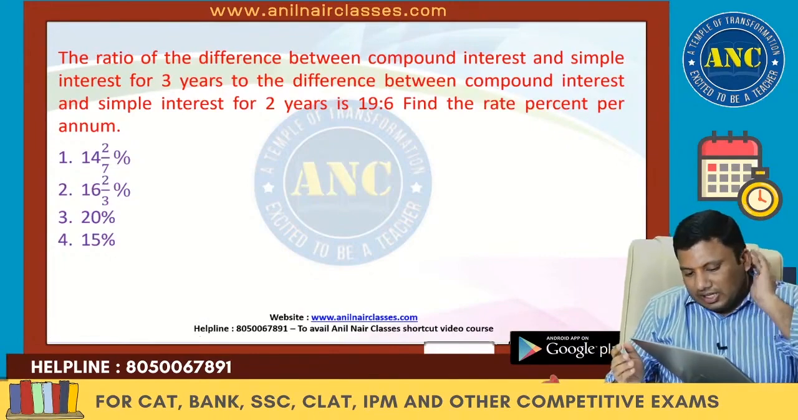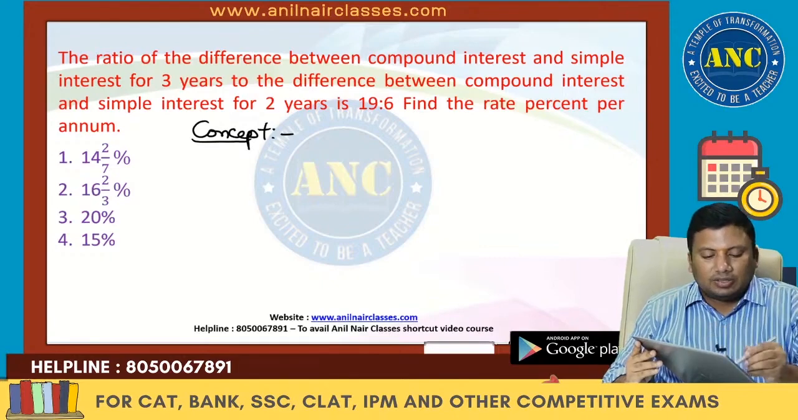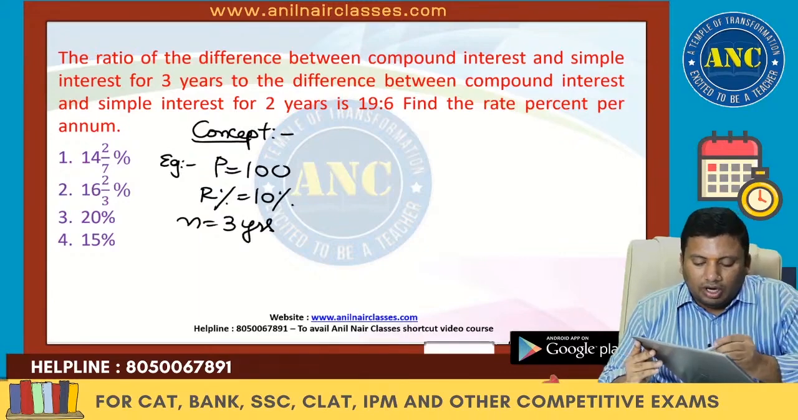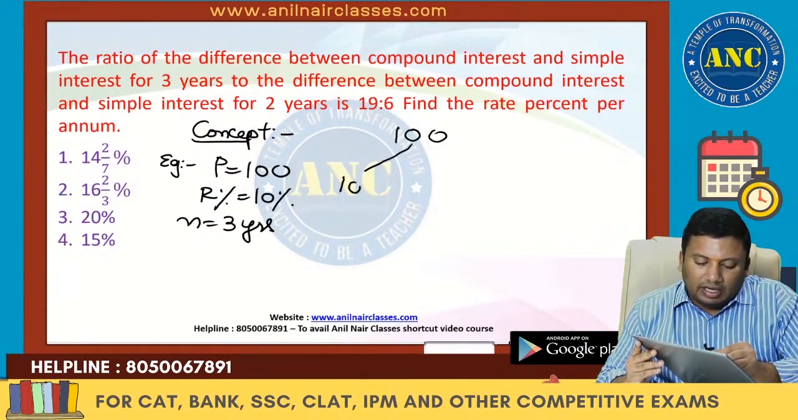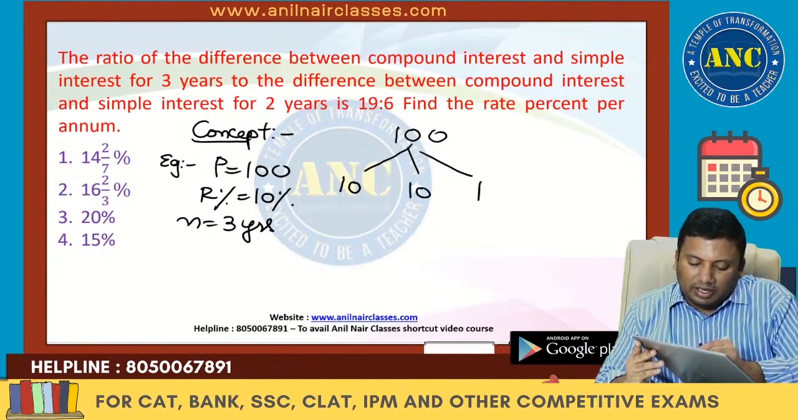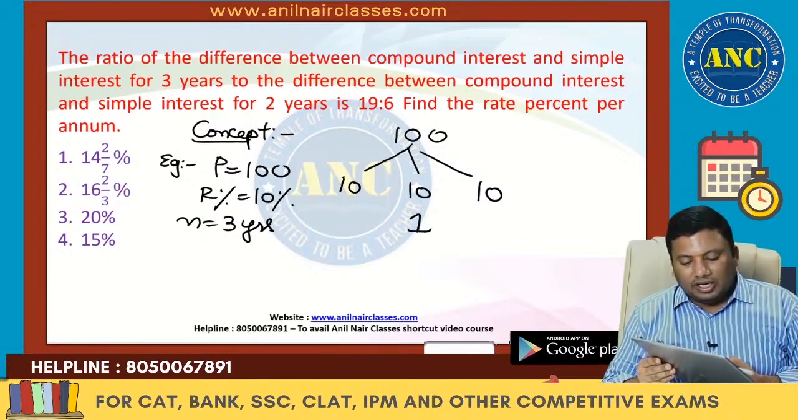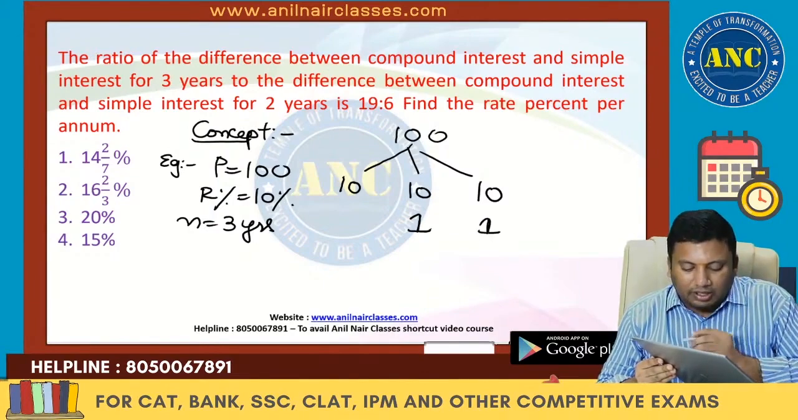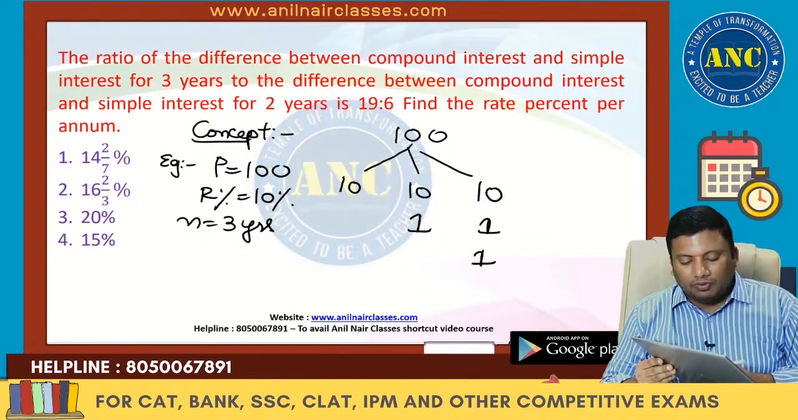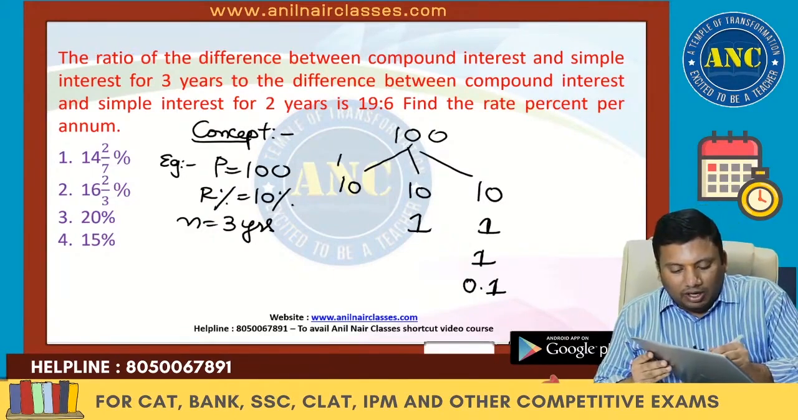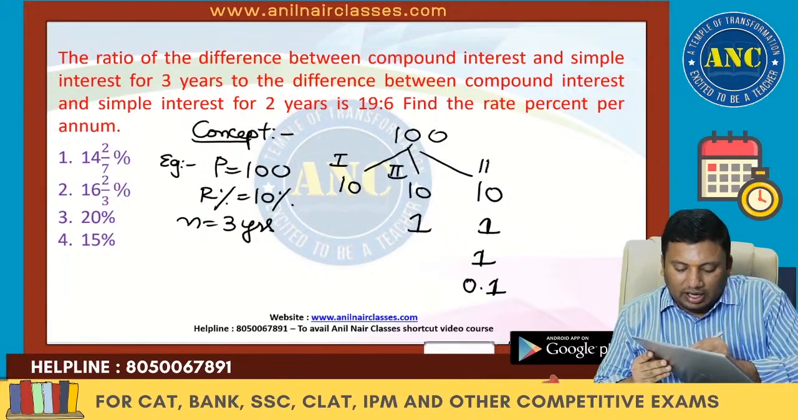Now, first we will discuss the concept. Example: if the principal is 100, R is 10%, N is 3 years. What does it become? 1 by 10 of 100 is 10. This SI remains the same for every year: 10, 10, 10. Interest on interest: 1/10 of 10 is 1, 1/10 of 10 is 1, 1/10 of 1 is 0.1. This is the first year, the second year, and the third year.